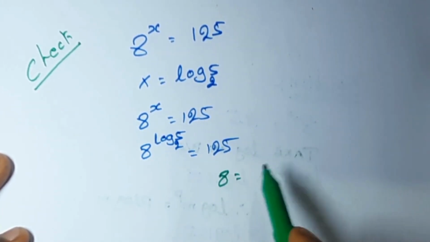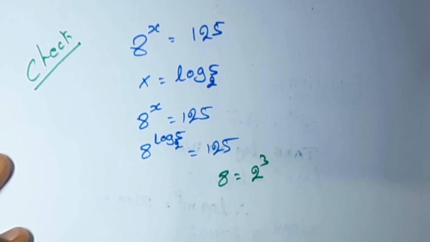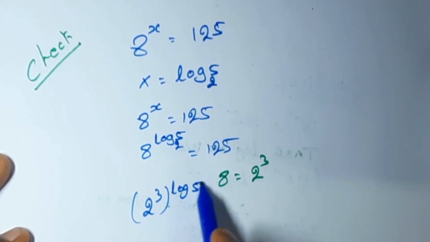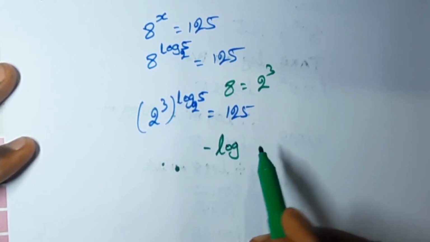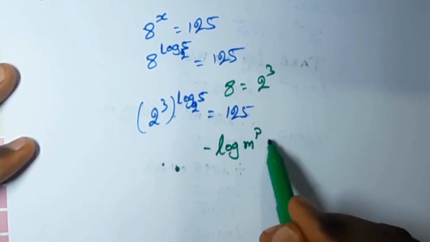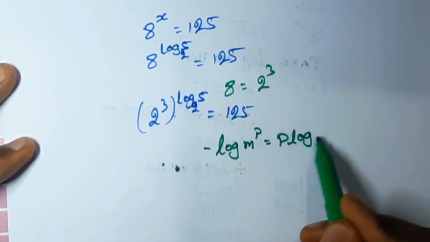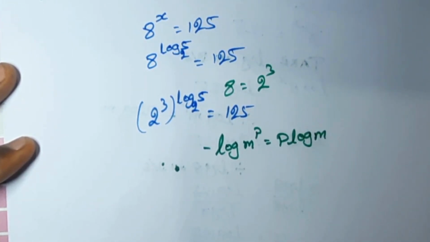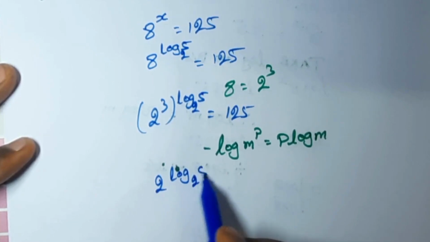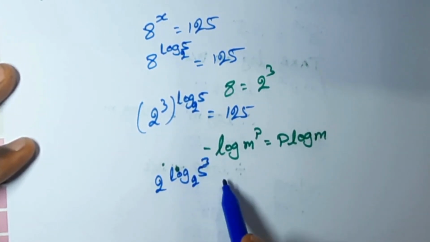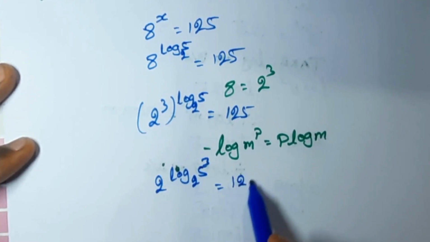8 equal to 2 to the power of 3. 2 to the power of 3 log 5 base 2 equal to 125. Log m to the power p equal to p log m. 2 to the power of log 5 to the power of 3 base 2 equal to 125.